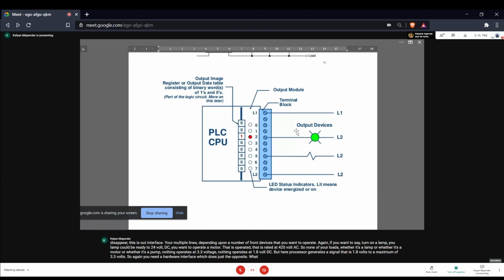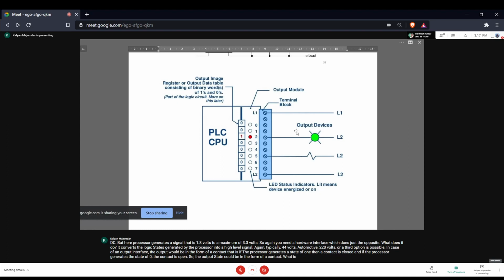What does it do? It converts the logic states generated by the processor into a high-level signal. Again, typically 24 volts or 220 volts, or a third option is possible in case of an output interface. The output could be in the form of a contact. That is, if the processor generates a state of 1, then the contact is closed. And if the processor generates a state of 0, the contact is open. So the output state could be in the form of a contact.